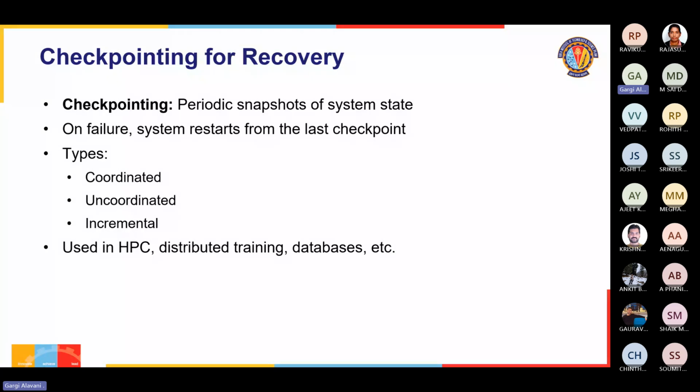In that case, you end up saving storage and time instead of checkpointing everything. These checkpointing techniques are used in high performance computing systems, large scale distributed training, and even distributed databases. It's a very important technique to ensure that we periodically save the current state of the system. So even if failure occurs, we don't have to restart. We can start from the checkpointed point that we have saved.